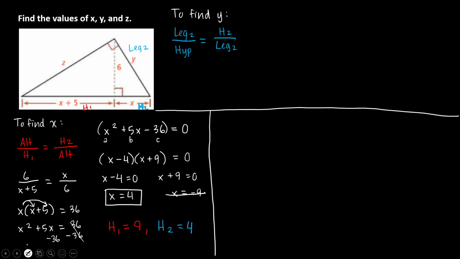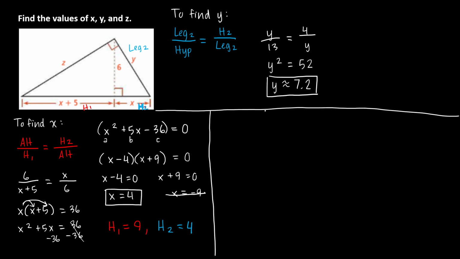So let's fill in what we know. Leg 2 is y. And the whole hypotenuse is just 9 plus 4. So that's 13. And it's equal to the smaller portion of the hypotenuse next to the leg, which is 4 units. And leg 2 again is y. So we're going to cross multiply. y squared is equal to 13 times 4, which is 52. And so when I take the square root of 52, I get y is approximately, let's say to the nearest tenth, 7.2.